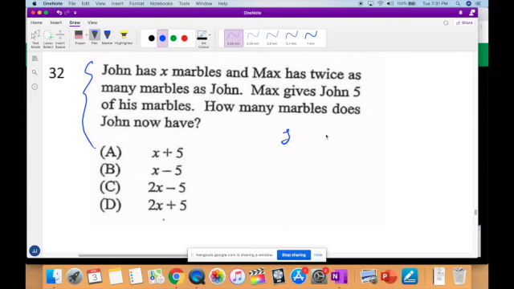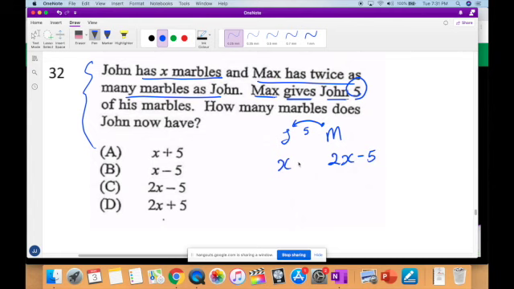We have John and we have Max. John has X marbles, so we put X there. Max has twice as many marbles as John, so Max has 2X. Right? Max gives John 5 marbles. So 5 marbles are going to move from Max to John. That means that Max is going to have 5 marbles less, and John is going to have 5 marbles more. How many marbles does John now have? X plus 5. Yeah?